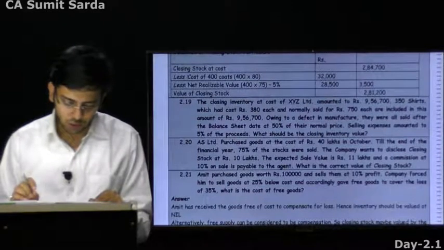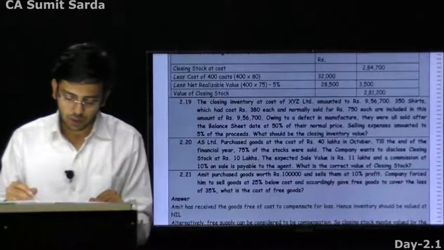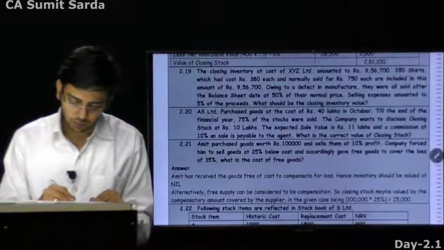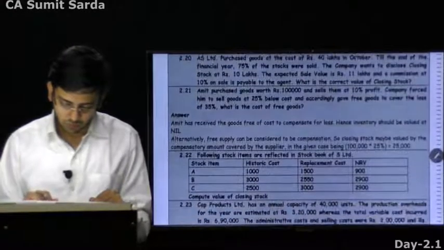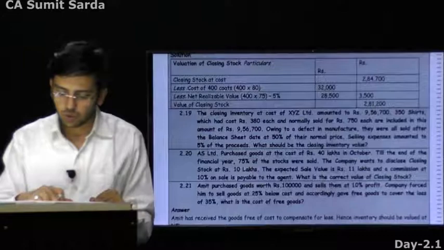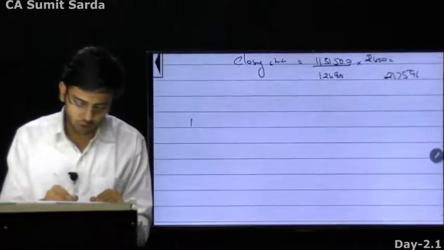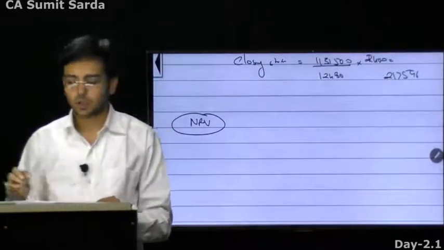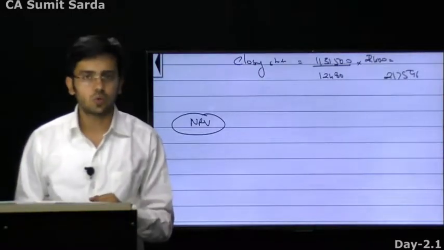Let's look at the 19th question. Closing stock of XYZ Limited amounts to 9,57,000. It is again the same question. Now we are going to see the same question. So we have to start with the concept of NRV. Definitely you are looking for a break, so we'll take a break at this point and then we'll continue with the discussion on NRV and see the remaining questions on how to value the same.